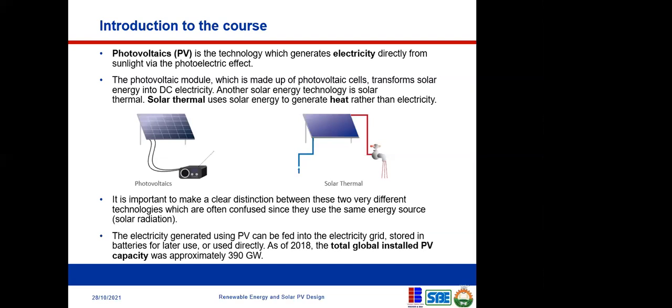So you can store these solar systems in batteries for later use, in the case of nighttime use when the sun is no longer shining, or you can use them directly while the sun is out. Then, as of 2018, the total global installed PV capacity was approximately 390 gigawatts. That's 390,000 megawatts.